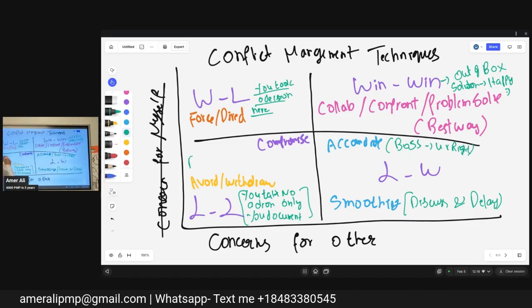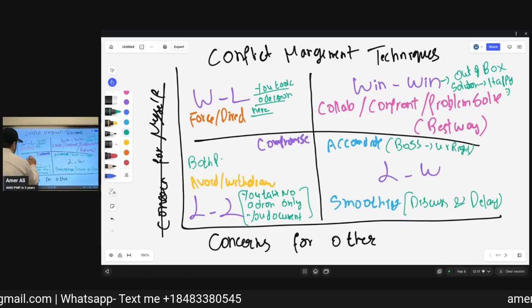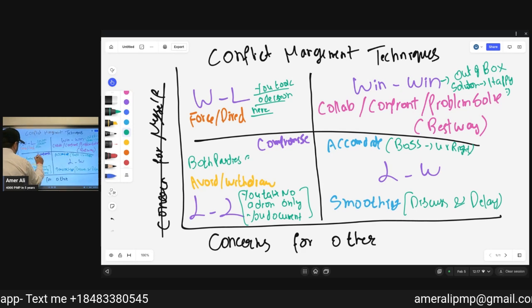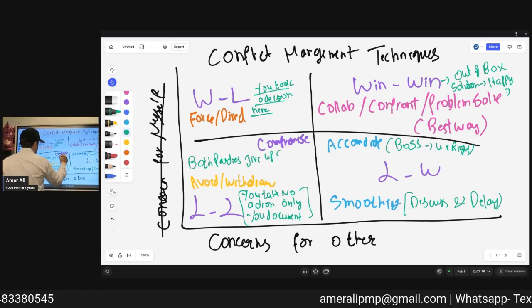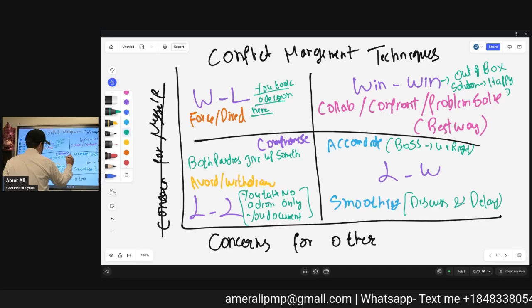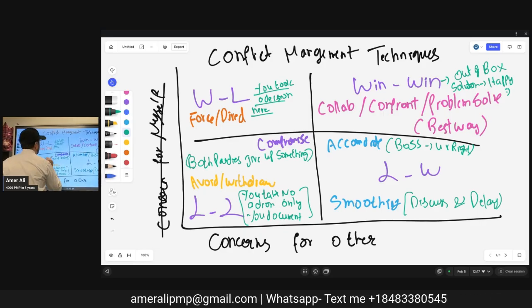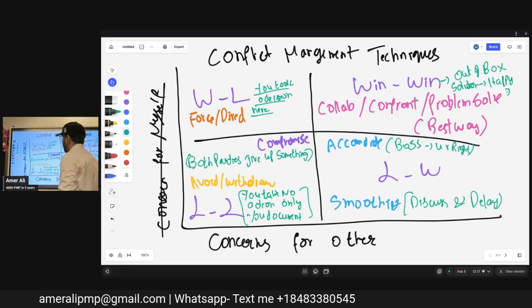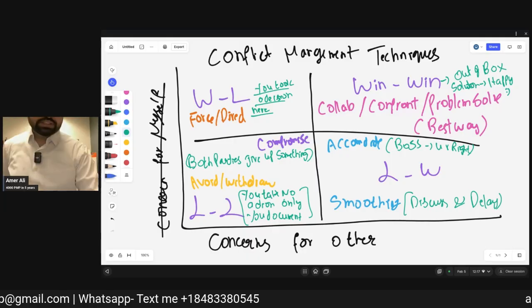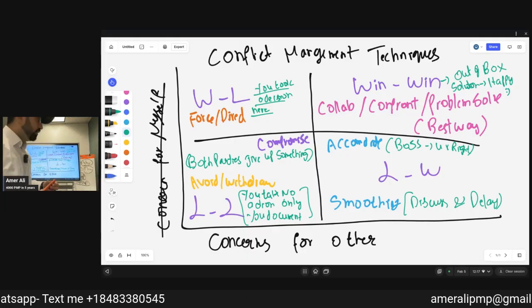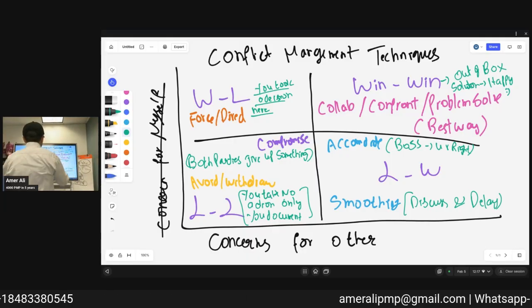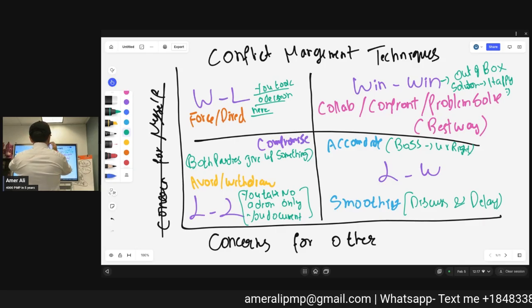Compromising: both parties give up something. This is how you handle conflict management. Take a screenshot of this. This will be very important for you. It is practically not possible that there is no question in the exam from this topic.